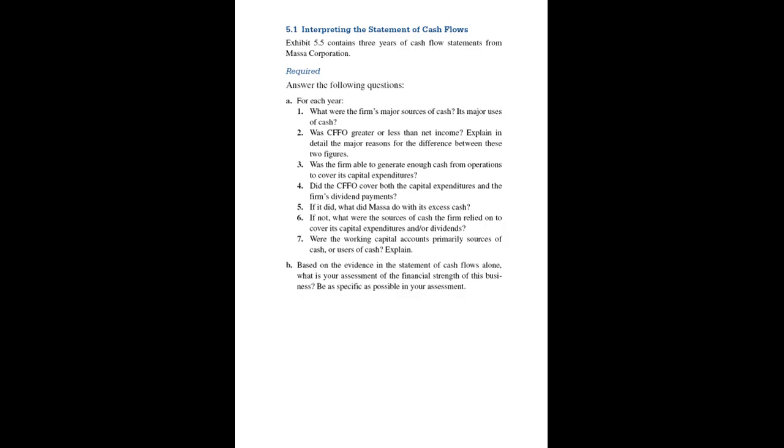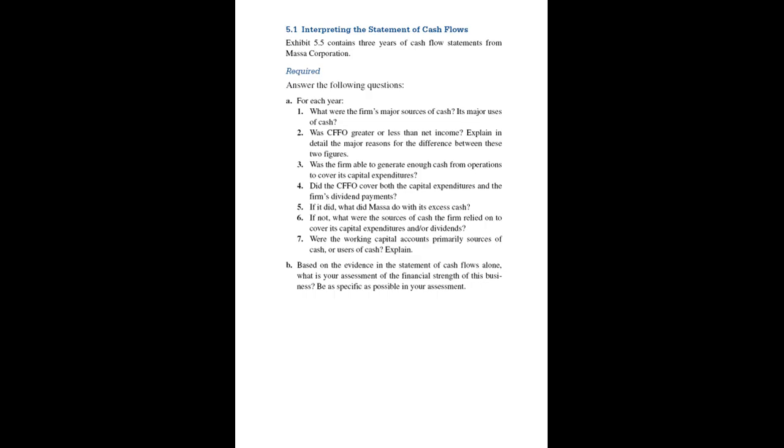In this question, we're going to interpret different parts of the cash flow statement, doing the comparison between operating activity, investing and financing activity sections. And we will also try to assess the overall cash flow position of the company. There are a few questions being asked from question number 1 till question number 7. And then we have an overall assessment as well, which we have to report.